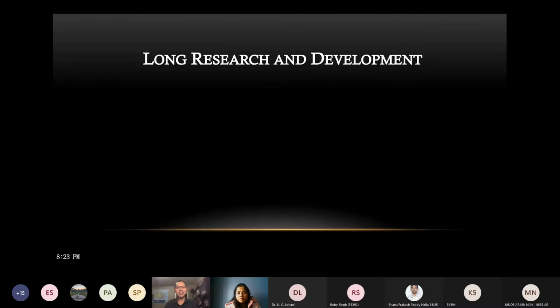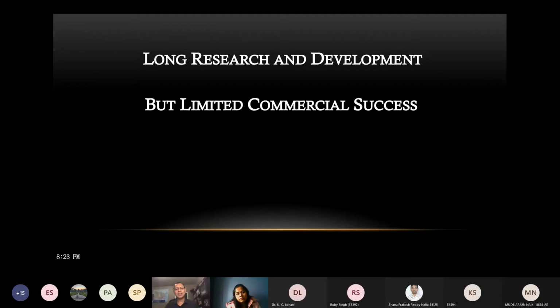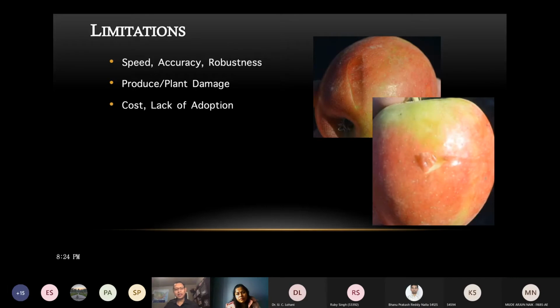It's not that I just started working in this area. There has been long research and development in the past to develop robotic solutions, automated solutions for various operations in specialty crops, including harvesting, like apple picking, as we saw in the previous slide, the challenge that we saw there. However, there has been limited commercial success in this specific area of research and development.